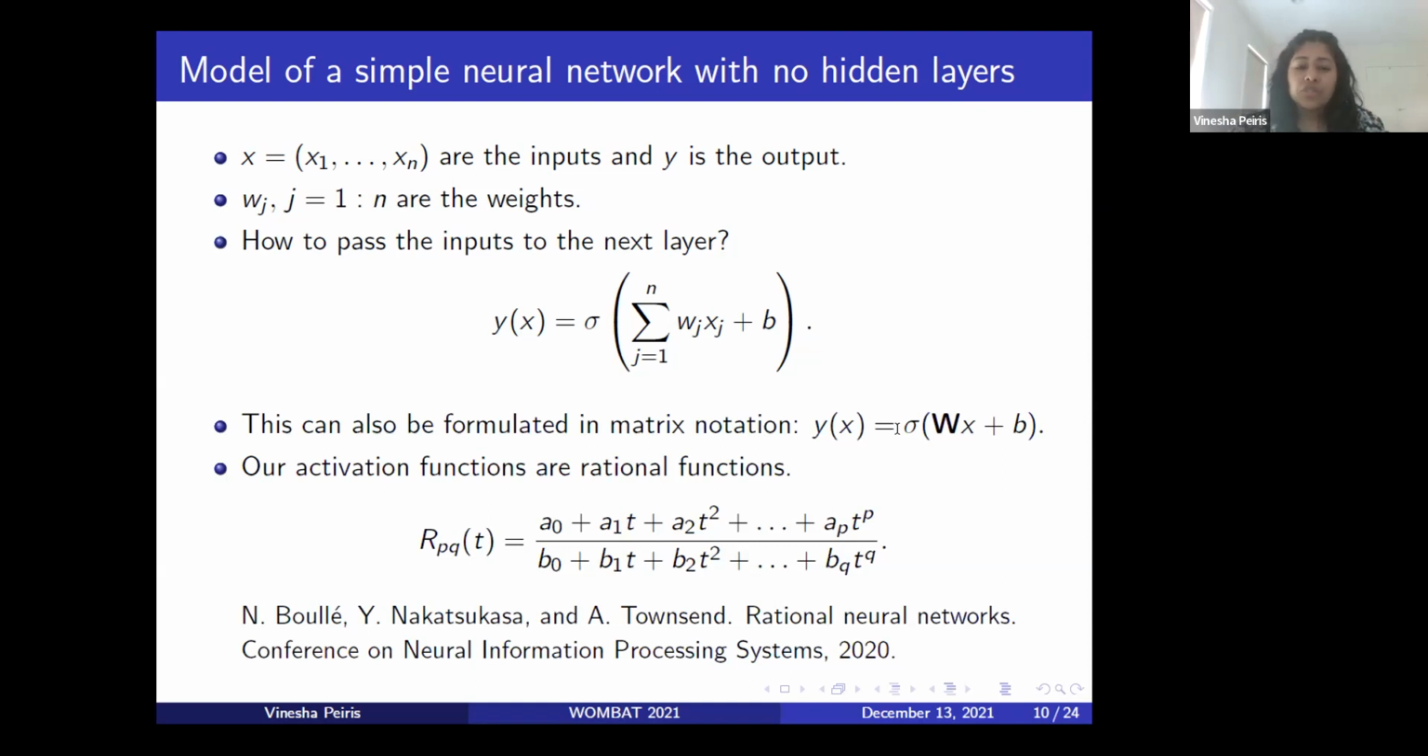Now, using rational functions as activation functions is not new, but relatively very recently, people started using rational functions as activation functions. I have included just one reference here where they use low degree rational functions as activation functions.